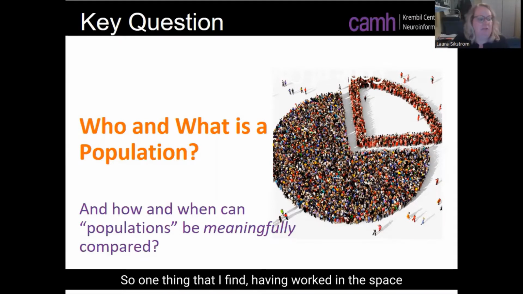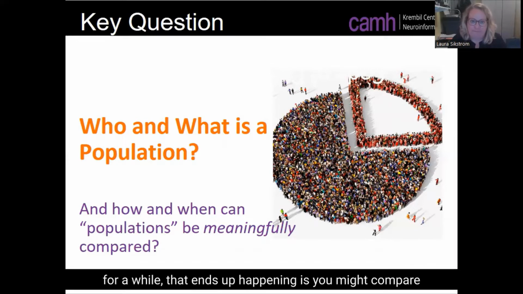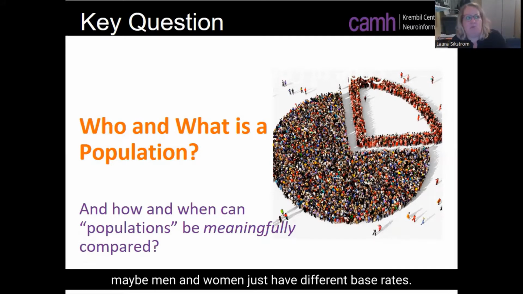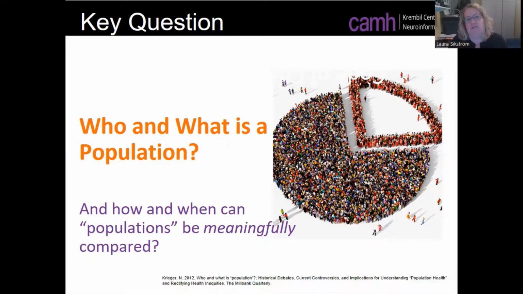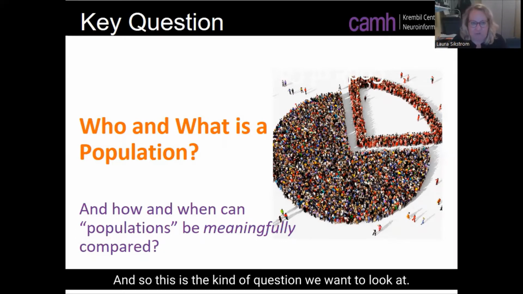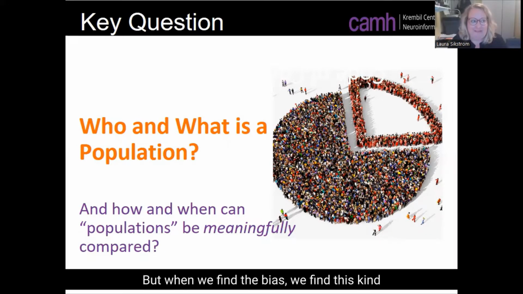One thing that I find, having worked in the space for a while, that ends up happening is you might compare men and women, and then a question comes out of, well, maybe men and women just have different base rates. And so this is the kind of question we want to look at. Sometimes it can be hard to answer that question. But when we find the bias, this kind of disparity in how a model might treat people, we have to try and understand further. We have to ask whether it's appropriate to deploy it, knowing what we know.